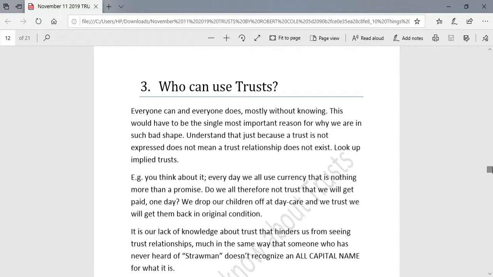Every day we all use currency that is nothing more than a promise. Do we all therefore not trust that we will get paid one day? We drop our children off at daycare and we trust we will get them back in original condition. It is our lack of knowledge about trust that hinders us from seeing trust relationships, much in the same way that someone who has never heard of straw men doesn't recognize an all capital name for what it is.